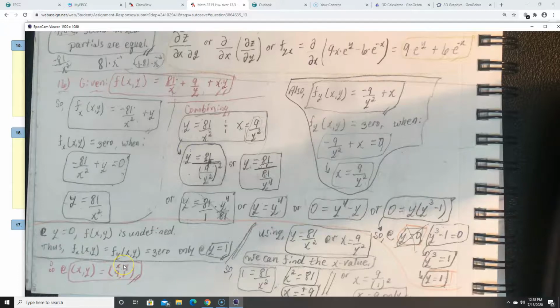We also better get a partial derivative slope value of 0 at 9 comma 1 for the partial derivative of f with respect to y. Let's check it. If you put a 1 in for y and a 9 in for x, you better get 0 for the slope value. Negative 9 over 1 squared is negative 9 over 1, which is negative 9, plus x, which is 9, and negative 9 plus 9 is 0. So it does work.